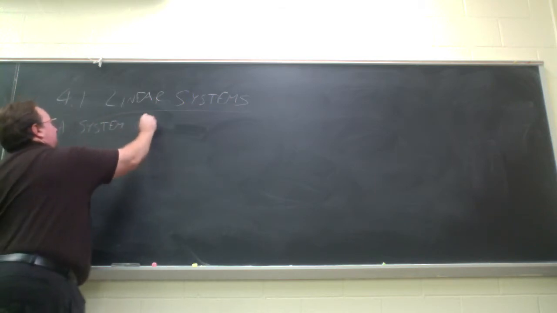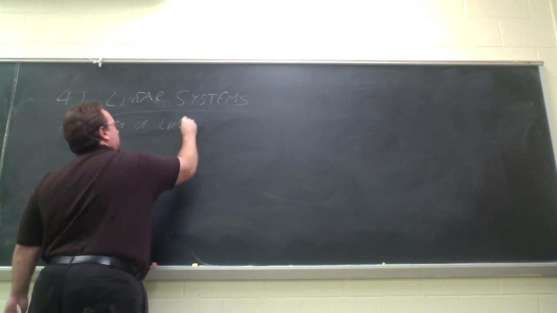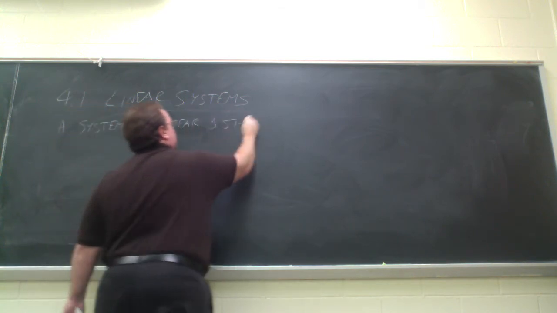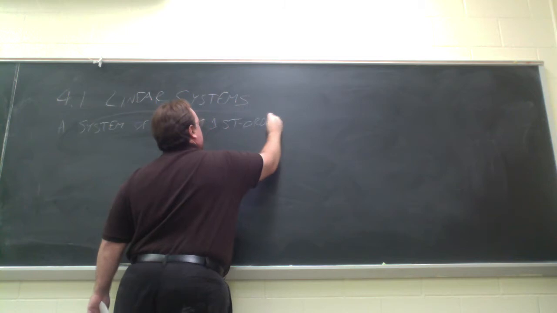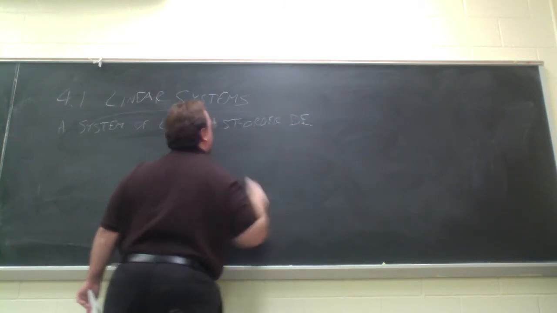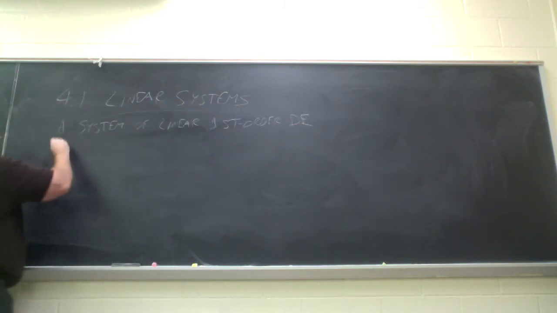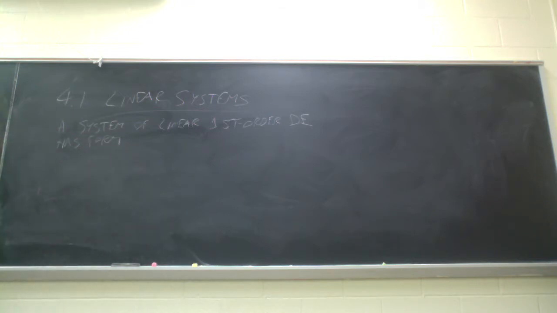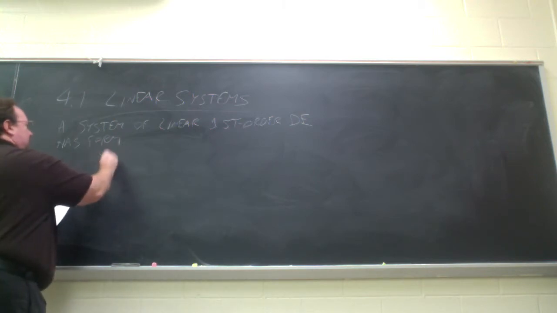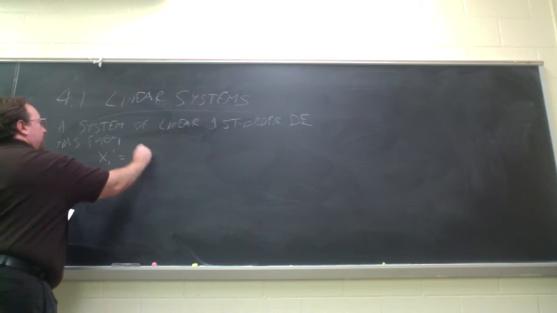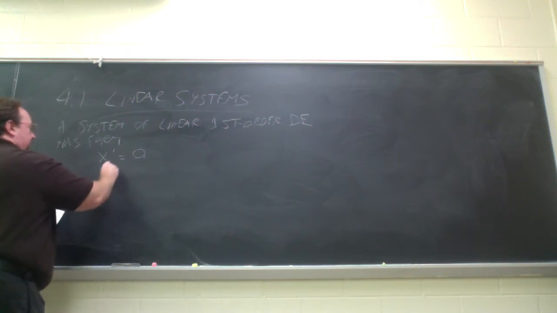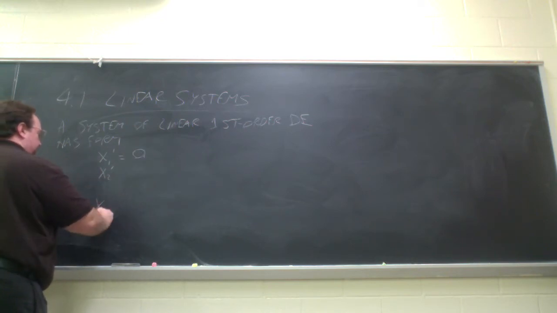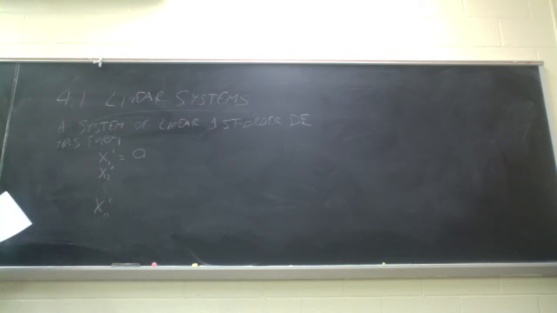So, a system of linear first order differential equations has this form. I'll start by writing out everything in longhand, which is kind of a pain, so we won't do it very much. Okay, so we have component functions, x1, x2, and so forth down to xn. So we'll have the derivatives on the left side.